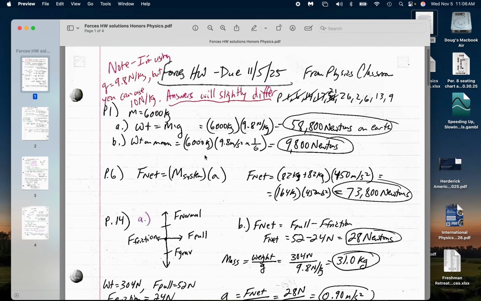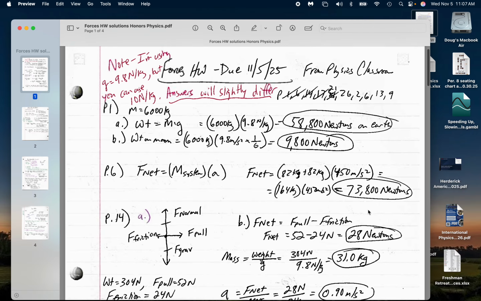For problem 6, it's asking for essentially the force acting on a person who is accelerating at 450 meters per second squared. He and his ship each had 82 kilograms of mass, which is weird. So I get the total mass multiplied by the acceleration. So that force is around 73,800 newtons.